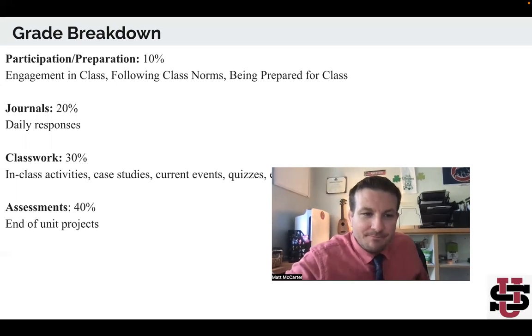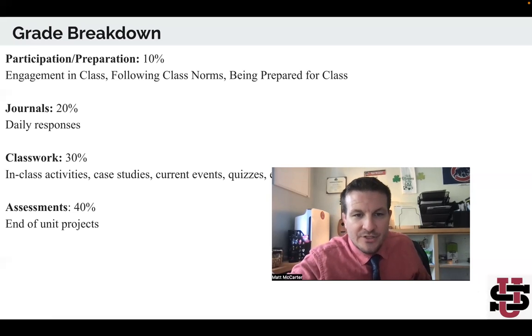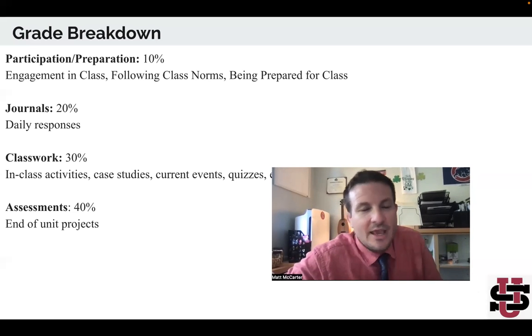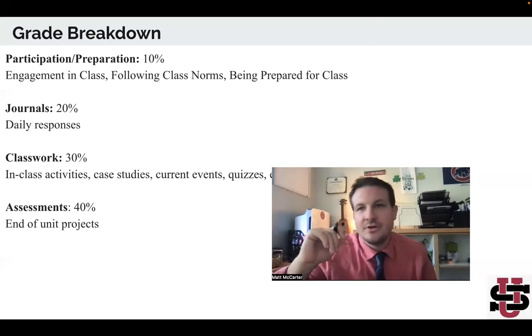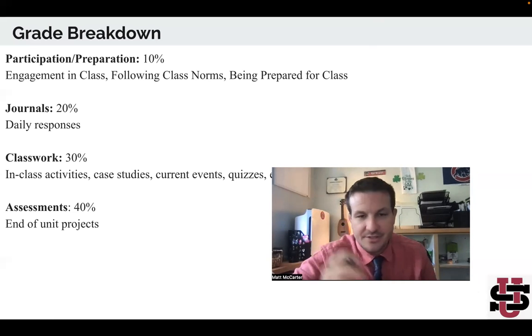Classwork is 30%. Larger chunk of the grade here as we go along. Classwork's going to encompass any in-class activities, case studies we do, current events, vocabulary quizzes, writing a summary, finding evidence for a paper, et cetera, right? Anything we're doing here in class, 30%.